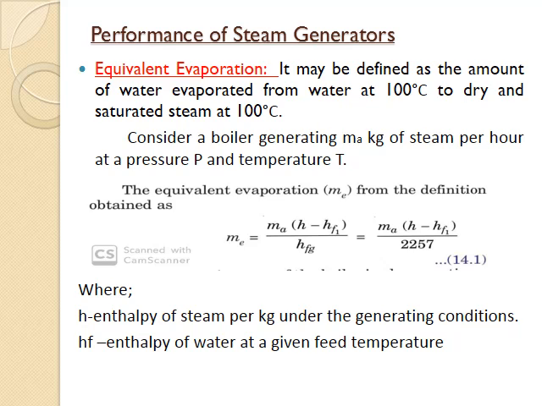Consider a boiler generating m kg of steam per hour at a pressure P and temperature T. The equivalent evaporation can be defined mathematically as follows, where H represents the enthalpy of steam per kg under the generating conditions and HF is the enthalpy of water at a given feed temperature.